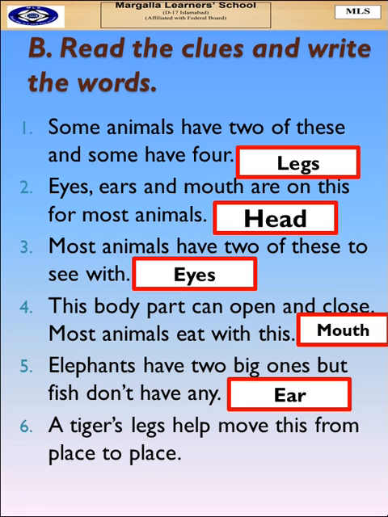Elephants have 2 big ones, but fish don't have any. These are ears. A tiger's legs help move this from place to place. What are these? This is the body.